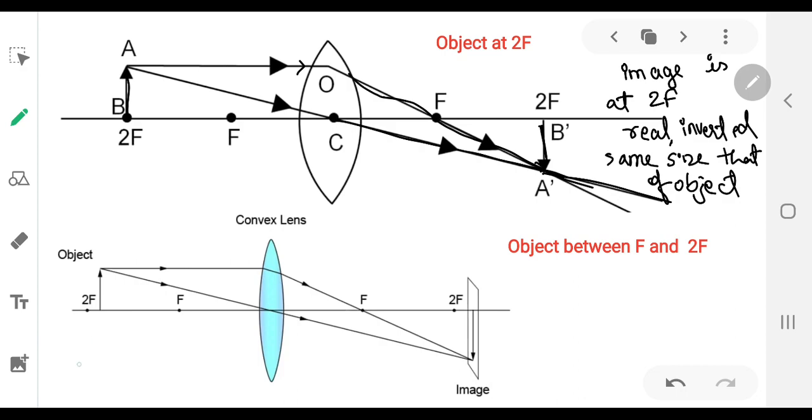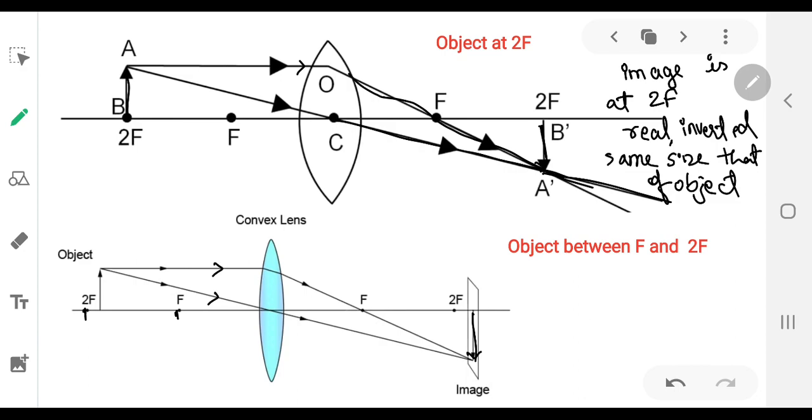Now again, we are moving the object a little closer to the lens, between 2f and f. It was at 2f earlier. Now we are moving it a bit nearer to the lens, from 2f to within 2f. When the object is between f and 2f, again considering the same two rays, the rays are meeting to form the image beyond 2f.